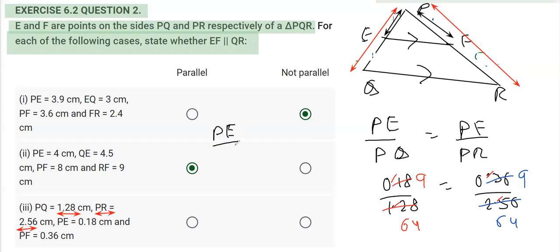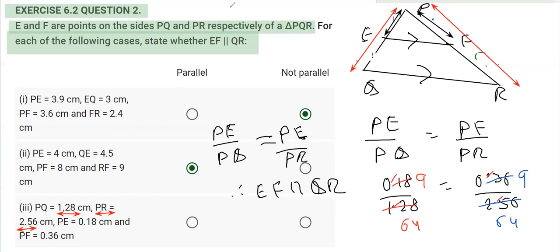So PE over PQ is equal to PF over PR. We find that they are equal. Therefore, you will simply write that by the converse of BPT, EF is parallel to QR. So in the final part, we can say it is parallel. It is not parallel in the first case, but it's parallel in the other two cases.